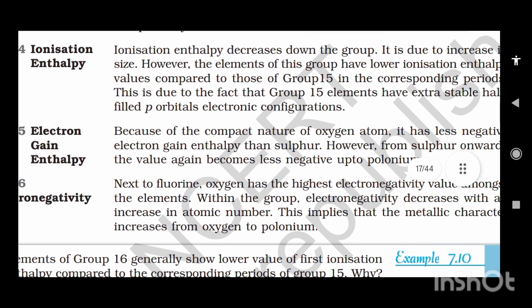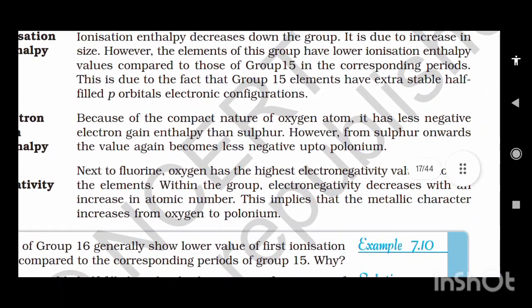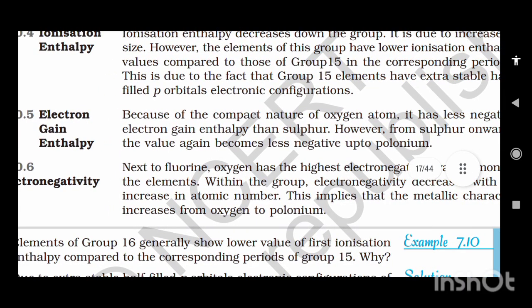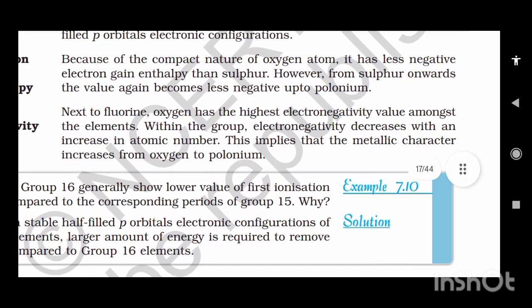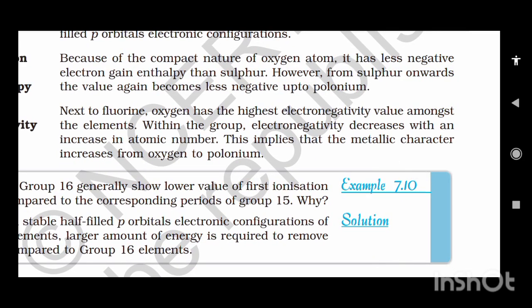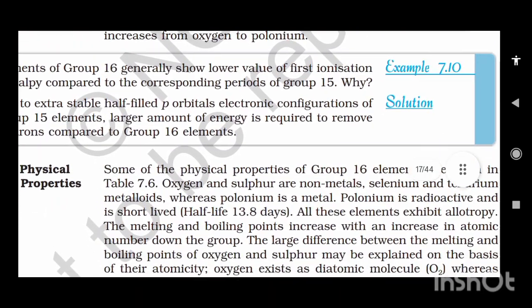Next property is electron gain enthalpy. Because of the compact nature of the oxygen atom, it has less negative electron gain enthalpy than sulfur. However, from sulfur onwards, the value again becomes less negative up to polonium. Next property is electronegativity. Next to fluorine, oxygen has the highest electronegativity value amongst the elements. Within the group, electronegativity decreases with an increase in atomic number.